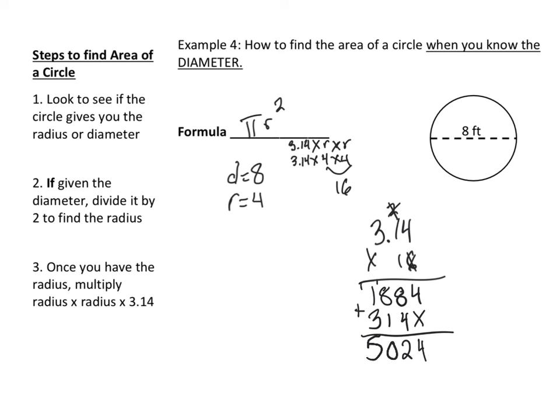Now remember, since we're finding area, we have to label it, which we got feet squared. If we do not put the label squared, the answer is wrong. So we need to make sure we know on area, we have to label it, whatever unit it is, squared.